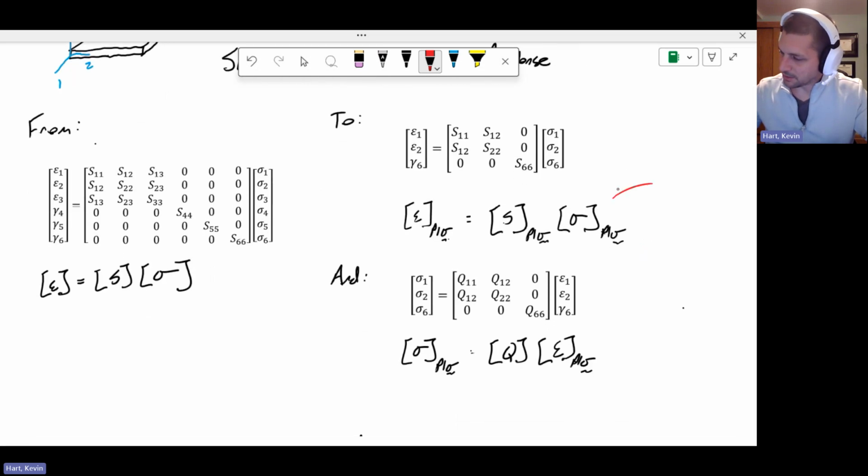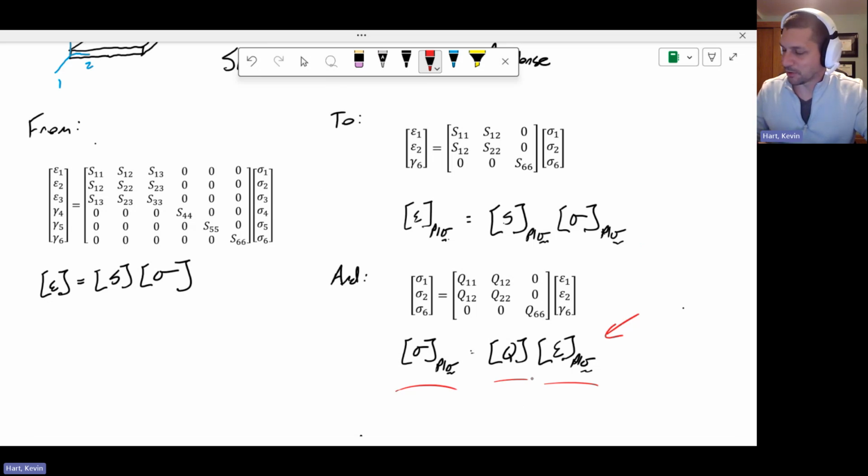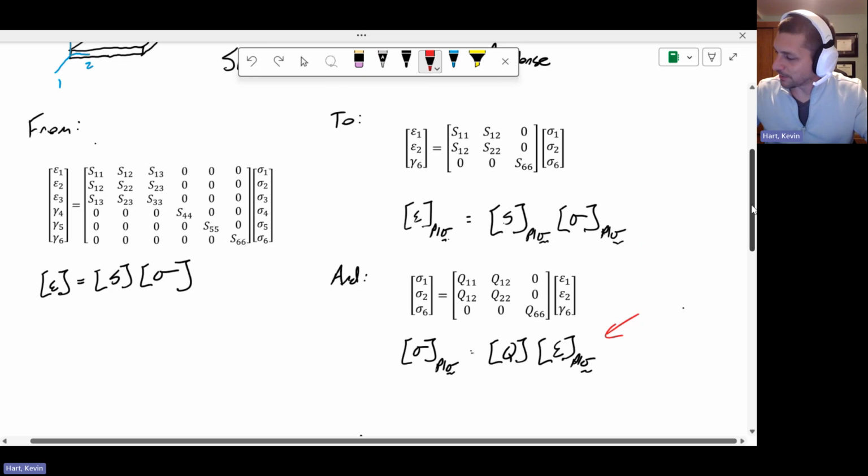So this is the strains in terms of stresses and compliance, and this would be that reversed where it's stresses in terms of strain and stiffness matrix Q. We've got this new letter for the stiffness matrix when it's a two-dimensional version, capital Q. Why that is, don't ask me. It's not my convention, but that's what we do.